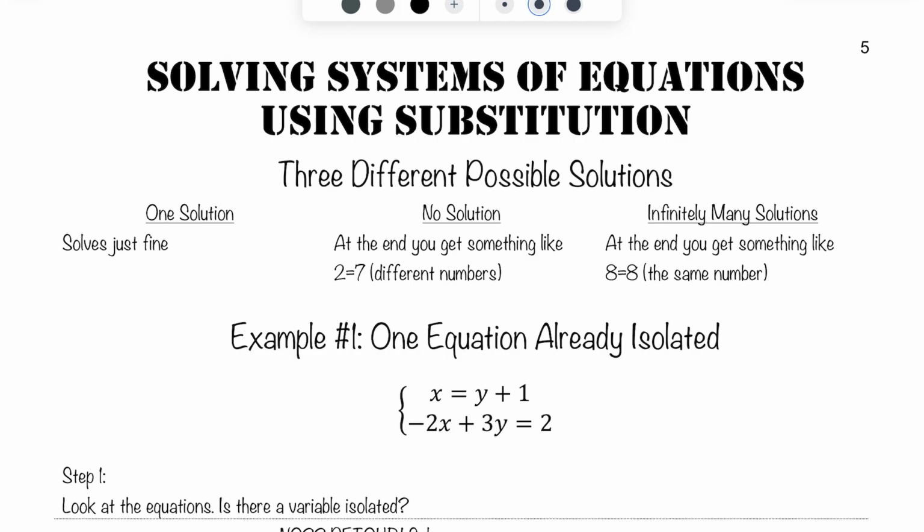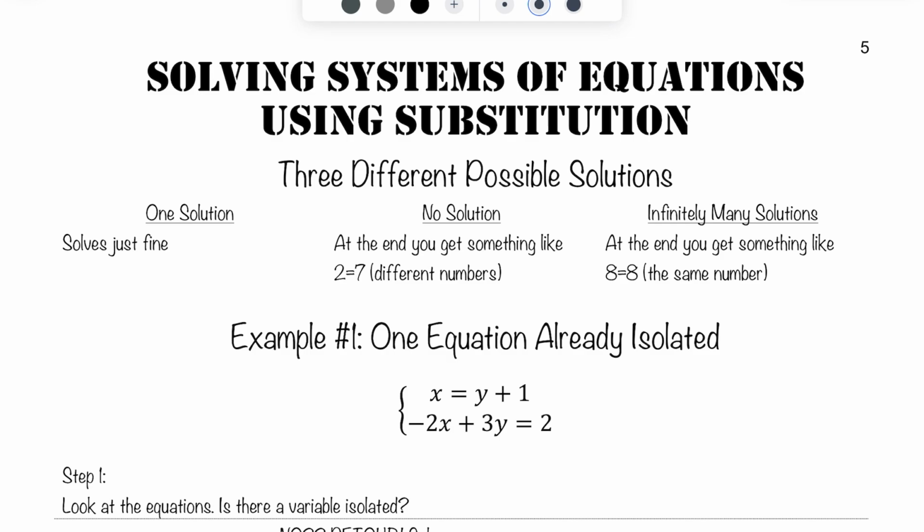This video is going to show you how to solve systems of equations using substitution. So, like graphing, there are three different possible solutions: one solution, no solutions, and infinitely many solutions. One solution would mean that your equation solves just fine.